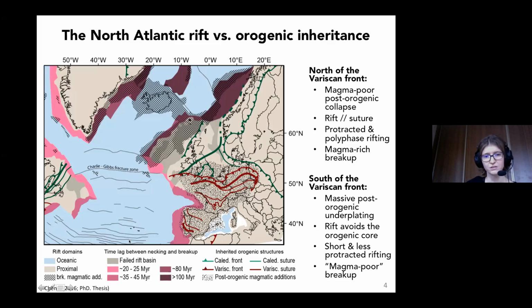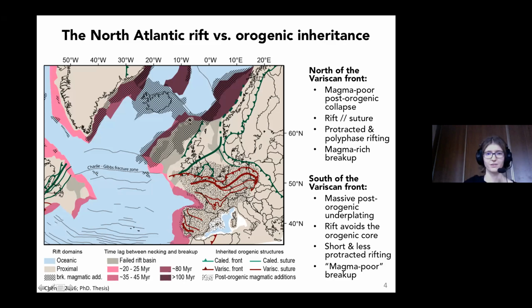In contrast, to the south in the Variscan realm, the orogenic collapse was magma-rich, which is represented by this pattern here. The rifting was much shorter, about 20 to 45 million years, and the breakup was magma poor. Here we have exhumed mantle.